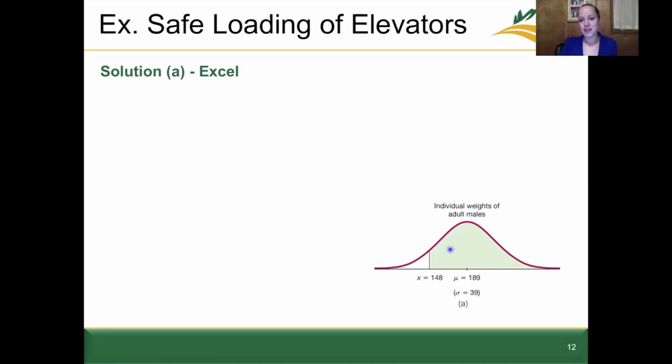So if we know that our data is normally distributed, and we want to figure out, does a randomly selected adult have a weight greater than 148 pounds? To set this up, we would always draw our mean or mu right in the middle. Then our X value is our designated weight. So here it's 148 pounds. We're asked about the probability of an adult weighing more than 148 pounds. So therefore we need to shade in this area to the right of our X value. So this should look familiar.